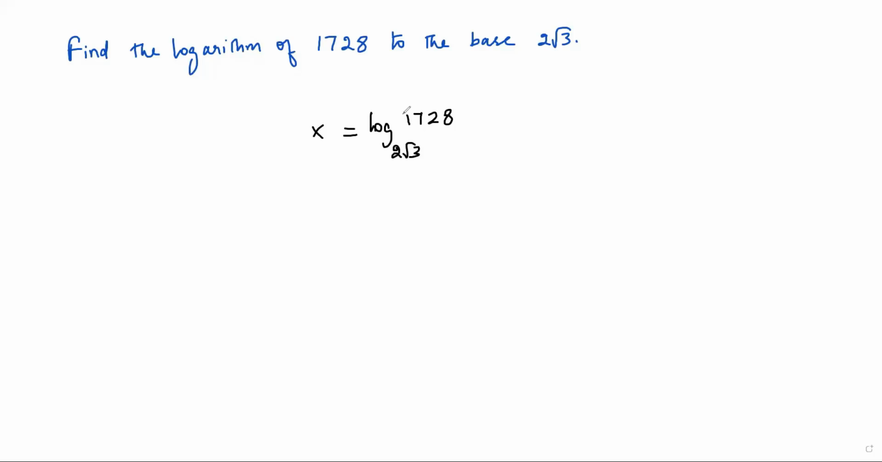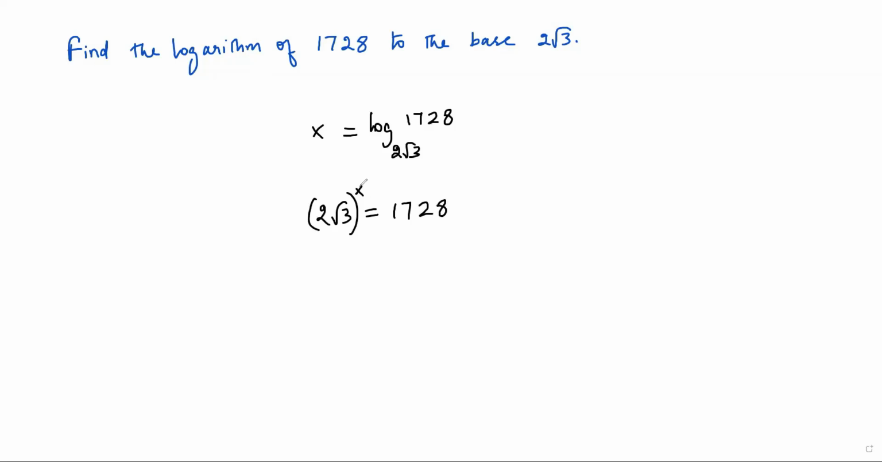Okay, to solve for x, I'm going to convert this equation to exponential form. Now the equation is in logarithmic form. If I want to convert this equation to exponential form, I have to move this log to the base 2 square root of 3 to the other side of the equation. When I move it, I have to ignore this logarithm and consider only the base on the left side. So I have 2 square root of 3. The value which already exists on the other side will become the exponent of this base. So 2 square root of 3 to the x power. Now on the right side, I have 1728.